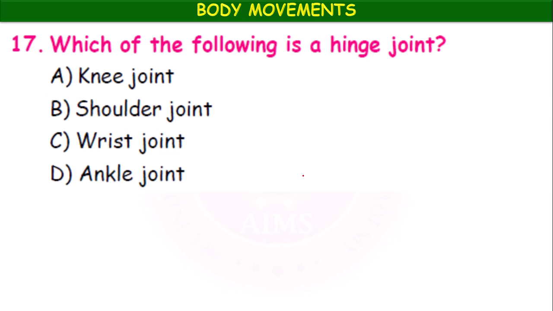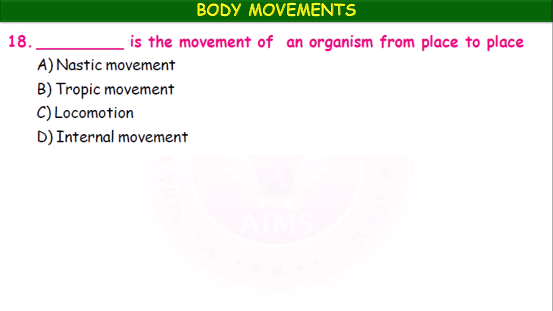Which of the following is a hinge joint? Knee joint, shoulder joint, wrist joint, ankle joint. Knee joint. Dash is the movement of an organism from place to place. Nastic movement, tropic movement, locomotion, internal movement. From place to place, locomotion.